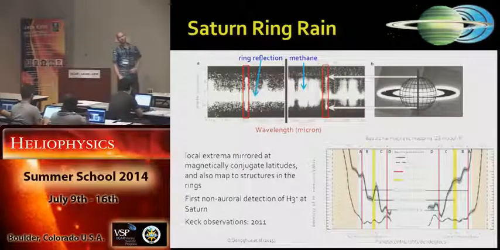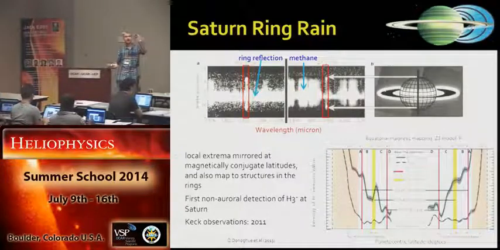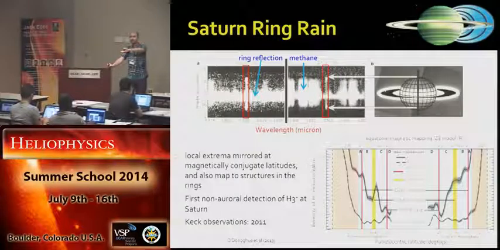Let's go through Saturn ring rain very briefly then. What is Saturn ring rain? Saturn ring rain is charged water group particles originating from Saturn's rings, falling along magnetic field lines into the atmosphere of Saturn, altering the local photochemistry there, and therefore altering the observed H3+ densities.